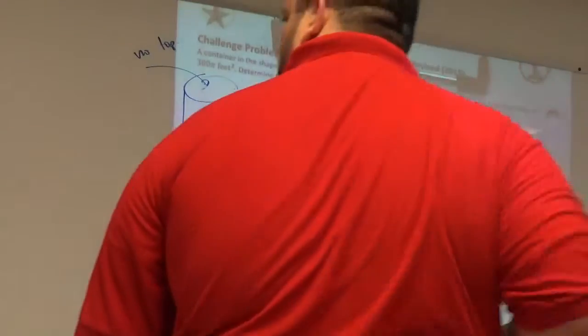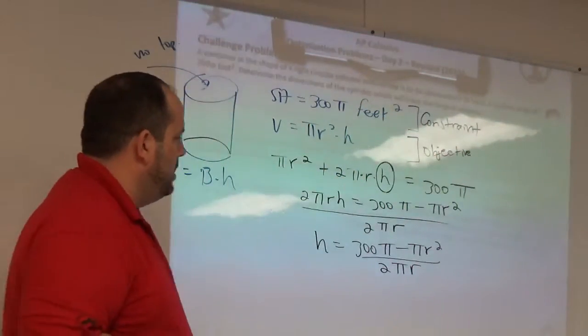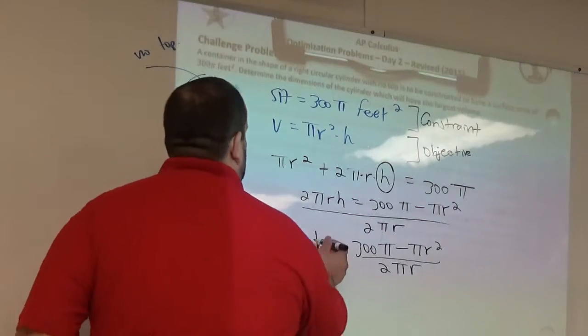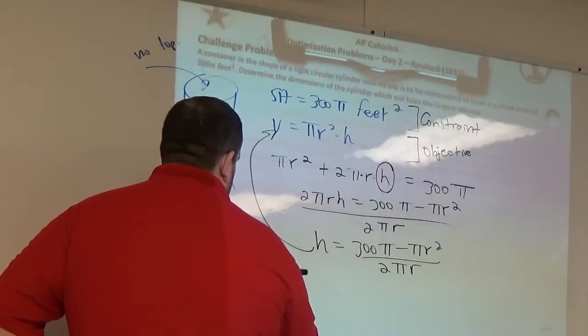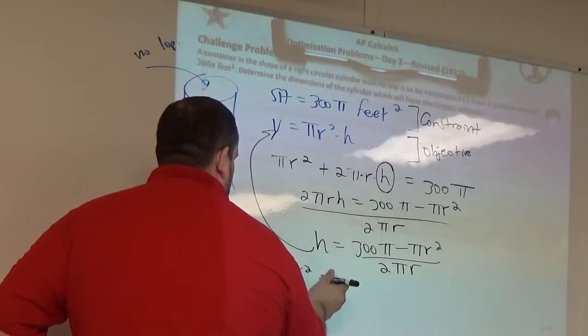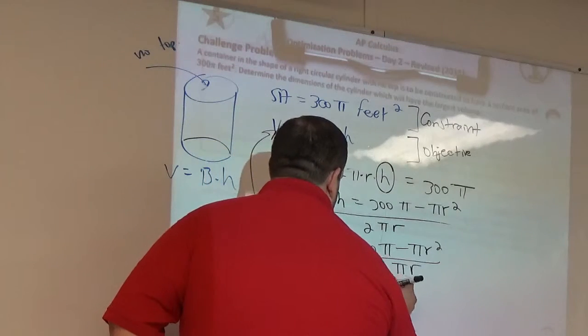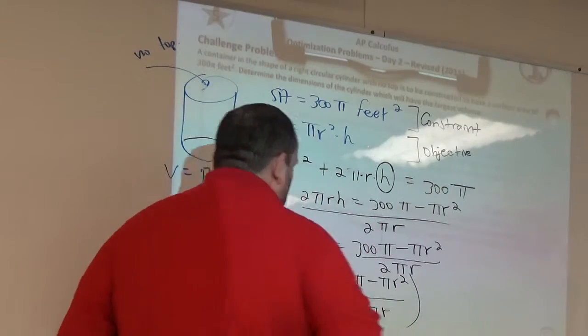Jonathan, why did we solve for h? What are we going to do? We're going to plug this back into the objective function. So instead of saying volume equals pi r squared times h, we're going to say it's pi r squared times 300 pi minus pi r squared over 2 pi r.